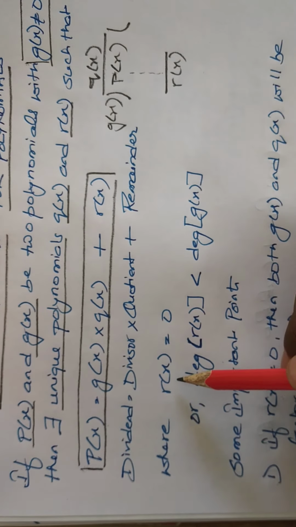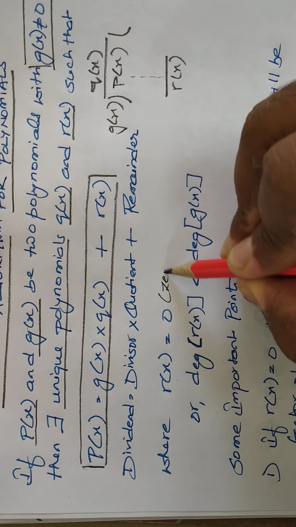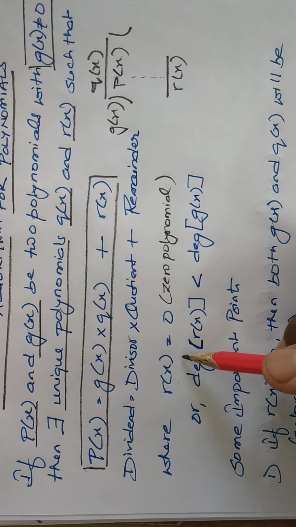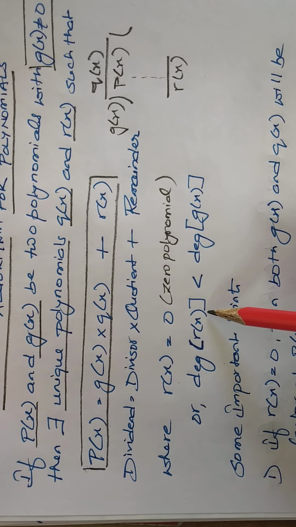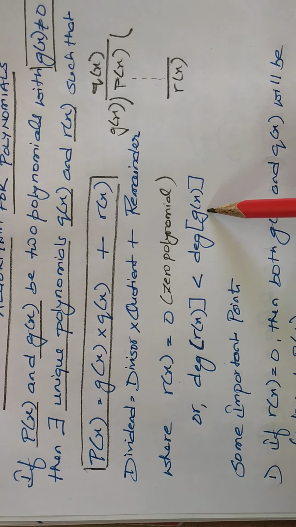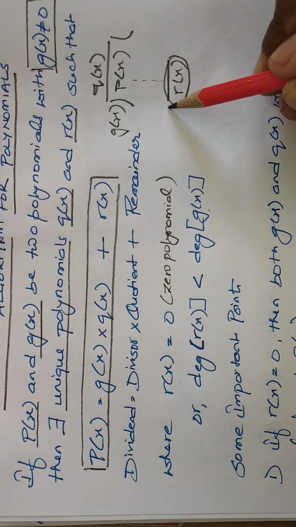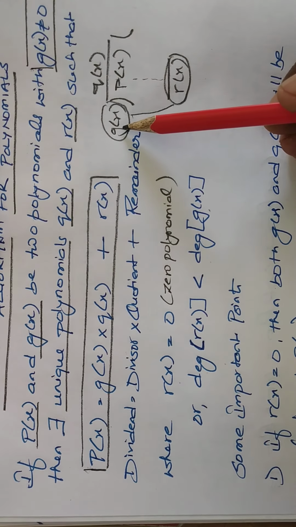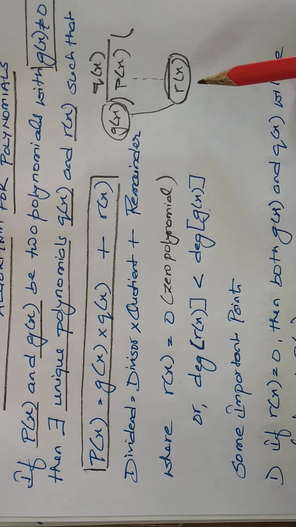Now two cases arise here. Either the remainder r(x) is equal to 0, that is, it's a zero polynomial, or if r(x) is not equal to 0, then the degree of r(x), that is the degree of the remainder polynomial, should be less than the degree of the divisor polynomial. So if the degree of the divisor polynomial is 2, then the degree of the remainder polynomial should be either 0 or 1.